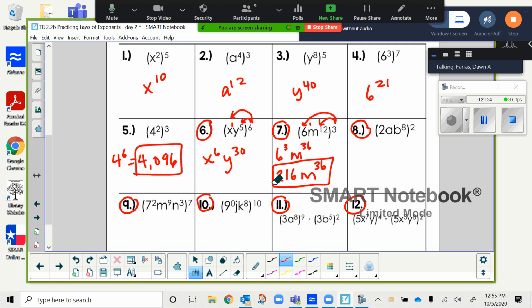For number 8, there are 3 things in there, a 2, an a, and a b. They're all going to get that power of 2. So 2 to the 2, a to the 2, b to the 16, and then I want you to actually do the math on 2 squared, which is 4.